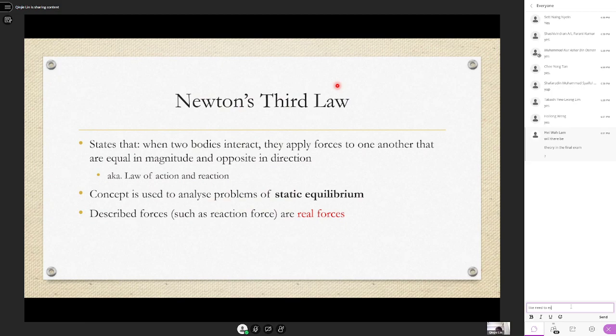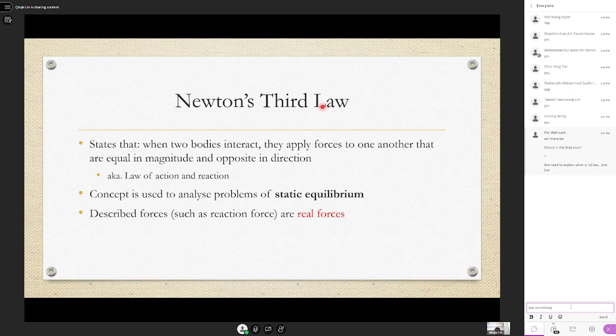Will there be theory in the final exam? What do you mean by theory? Will there be theory in the final exam? Okay, so there won't be. You all don't need to memorize what is the first law, second law, third law, this kind of thing. But you all need to know what it is because we need to apply it.